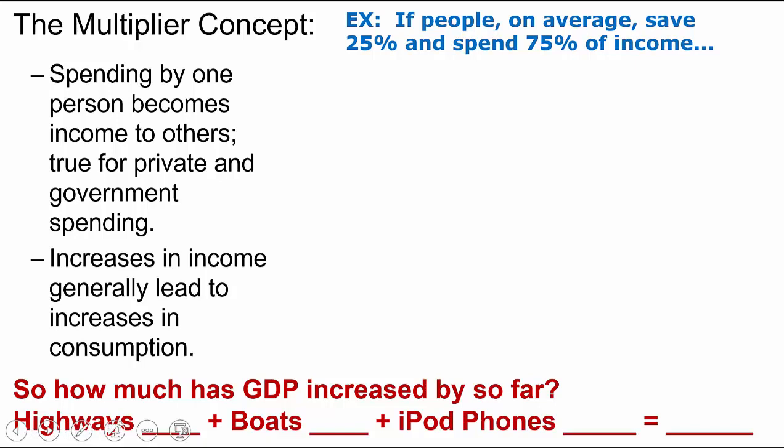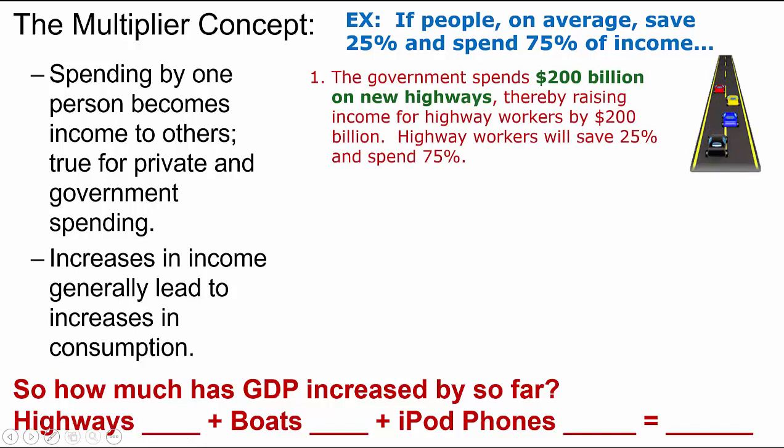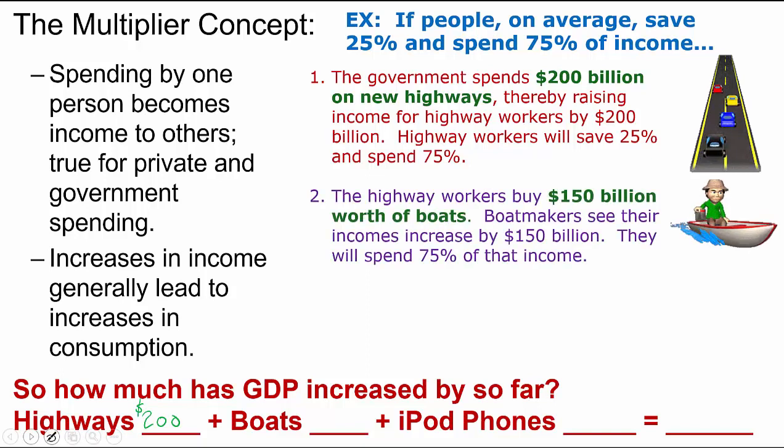And the government comes along and they need to spend $200 billion on new highways. So the government's going to spend $200 billion. That $200 billion becomes income to the highway workers who are going to set aside 25% of it but then spend 75%. So government spending $200 billion on highways increased GDP by $200 billion. But then the highway workers, they bought $150 billion worth of boats. So GDP went up again by $150 billion.